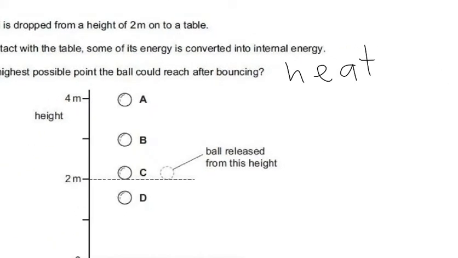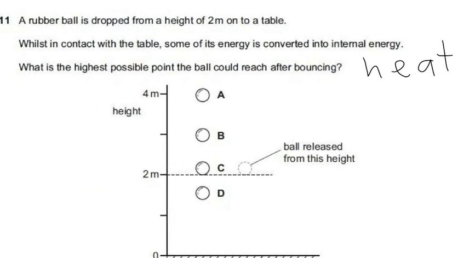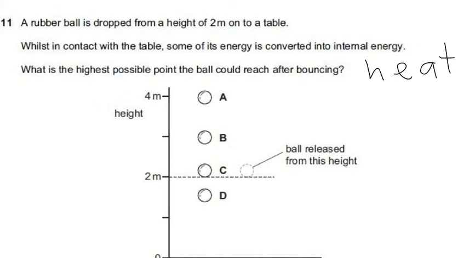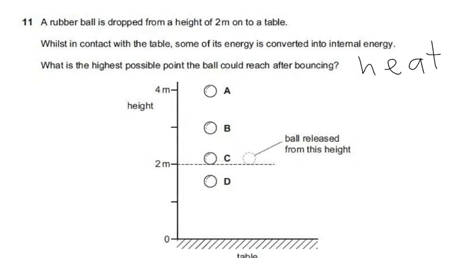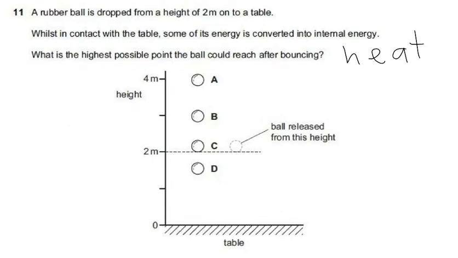So what happens then? Well, they want to know, in that case, what is the highest possible point that the ball could reach after it bounces? Okay, so we've got the starting point. The ball is released from here, this dotted line, 2 meters, right there. All right, so some of its energy is converted into heat.